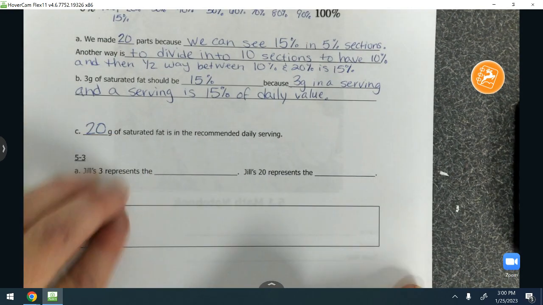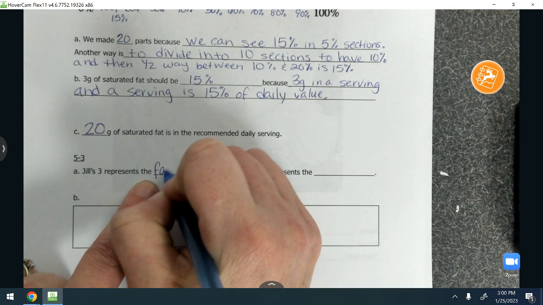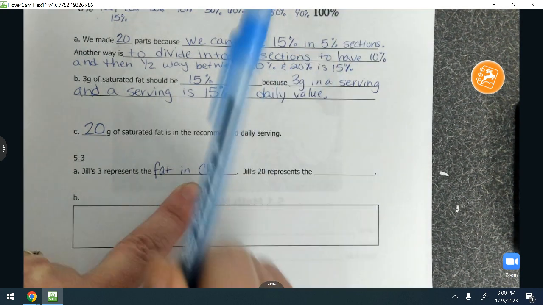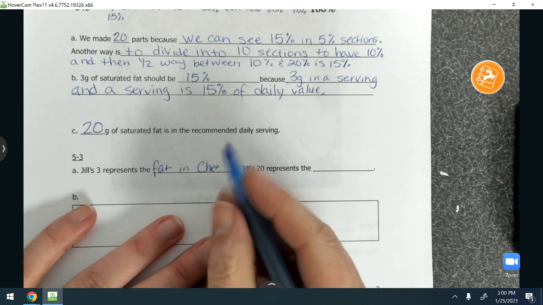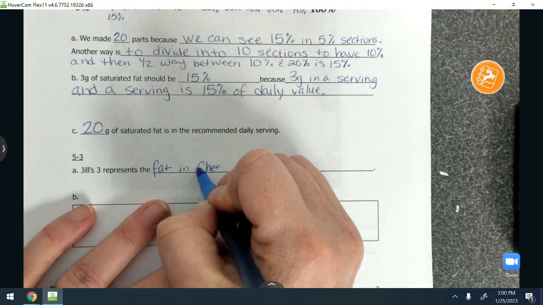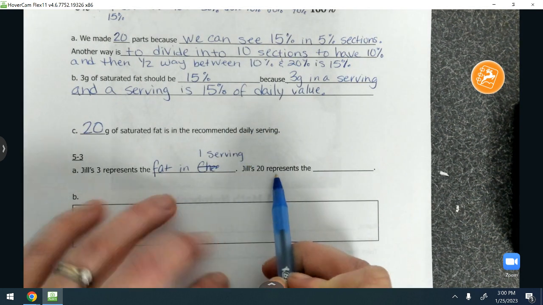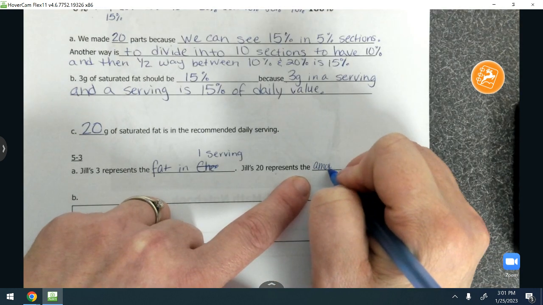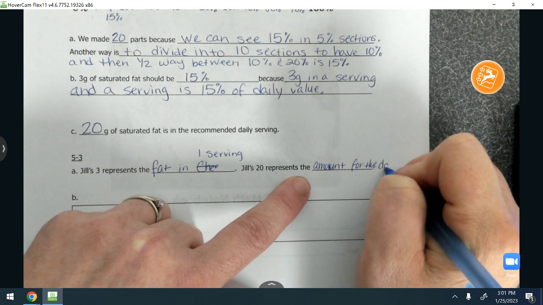So her 3 represents the fat in the cheesy mac. Nope, we're going to change that, and I don't know where my whiteout is. I've been fighting that all day. So we have the amount of fat in one serving. Jill's 20 though represents the amount for the day, the whole day.